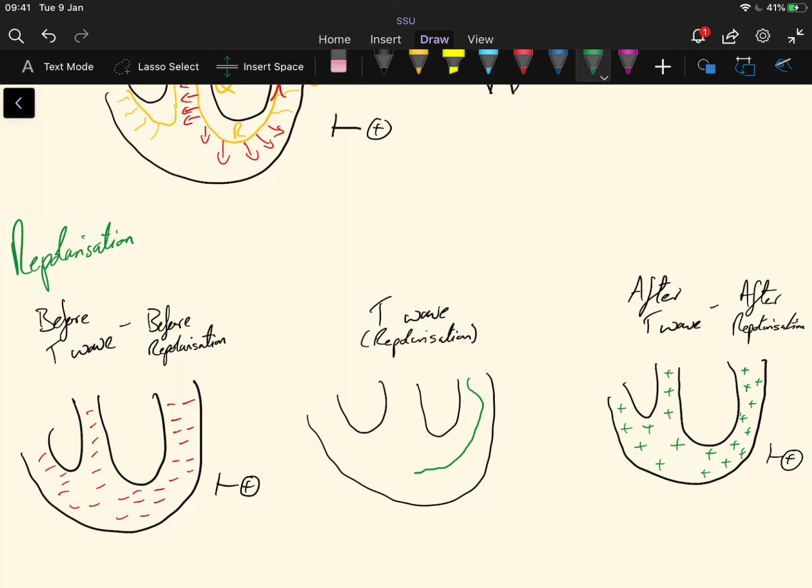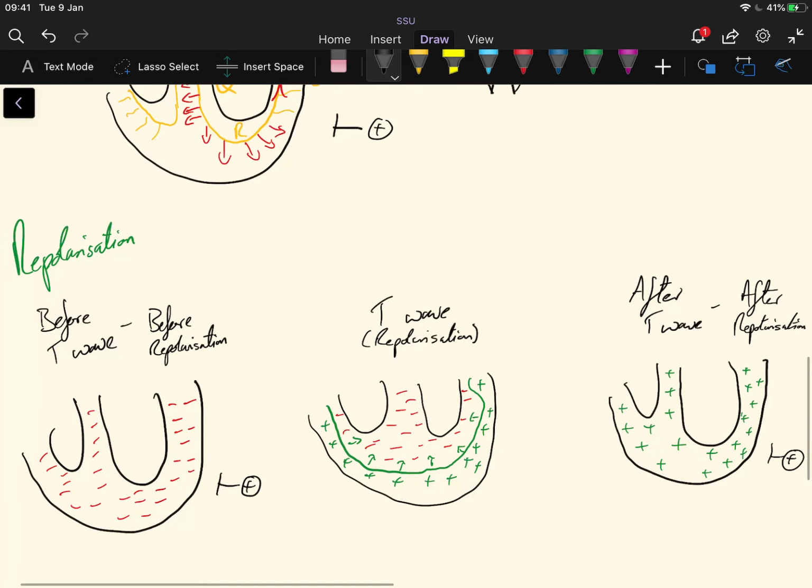I'll draw it like this to illustrate it a little bit better. You see positive charge moving from the outside of the heart inwards, like this. This is all moving in this direction, like this. And the negative charge is slowly being replaced. Well, not slowly. It happens very, very quickly, actually. But it's getting replaced. So instead of negative charge, we have positive charge.